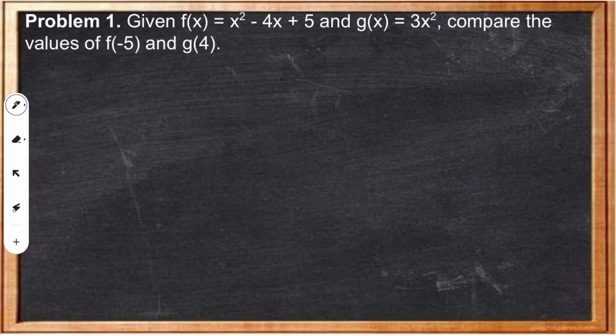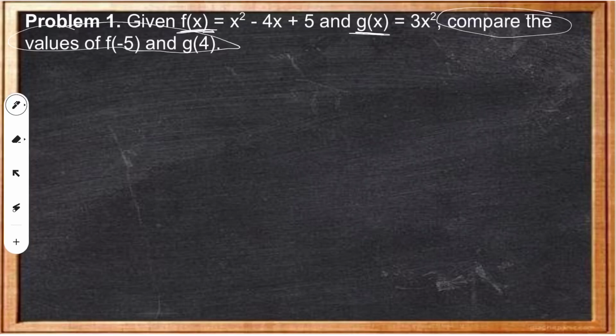Problem number 1 reads, given f of x equals x squared minus 4x plus 5 and g of x equals 3x squared, compare the values of f of negative 5 and g of 4. So I see that I have two functions written in the form of function notation. We have f of x and we have g of x. And the question is basically asking me to compare the values of f of negative 5 and g of 4.